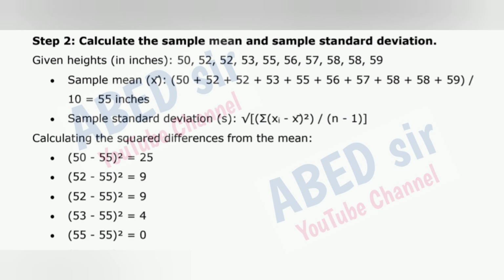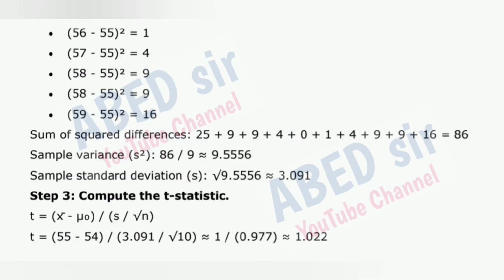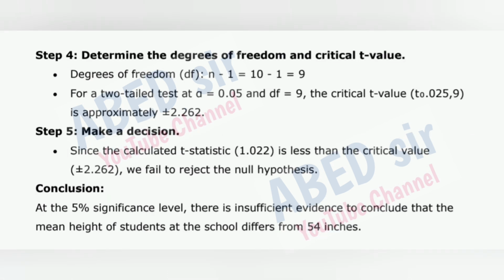Sample standard deviation, S, calculating the squared differences from the mean. Sum of squared differences equals 86. Sample variance is 9.5556. Sample standard deviation is 3.091. Step 3. Compute the t-statistic. T is equal to 1.022. Step 4. Determine the degrees of freedom and critical t-value. Degrees of freedom, df equals 9.